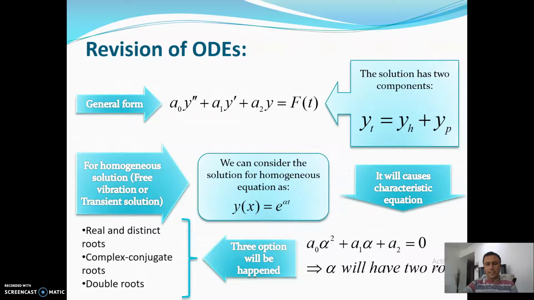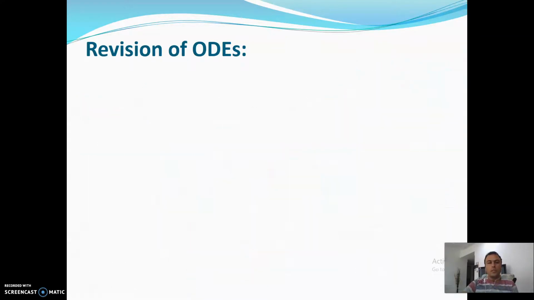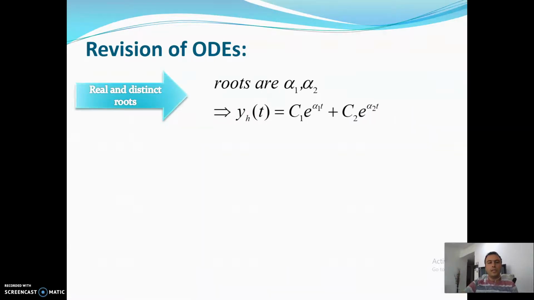The first case is we will have two real and distinct roots, or in the second case, we can have two complex conjugate roots, and finally in the third case we will have double roots. For these different cases we will have different responses. For the real and distinct roots, when we have two different roots alpha 1 and alpha 2, the homogeneous response is in this form: c1 e to the alpha 1 t plus c2 e to the alpha 2 t.